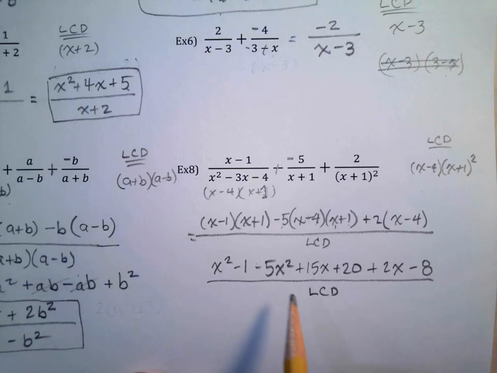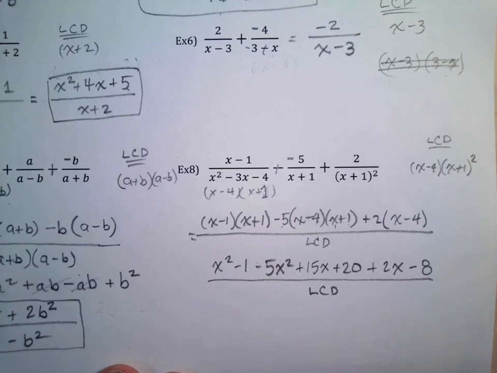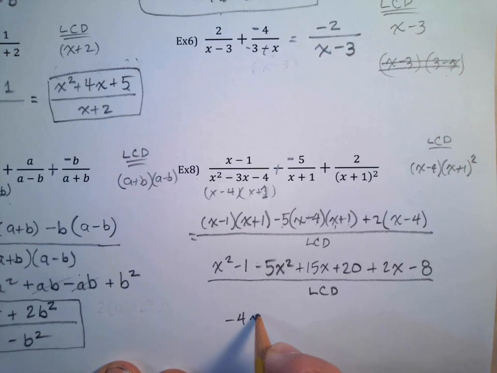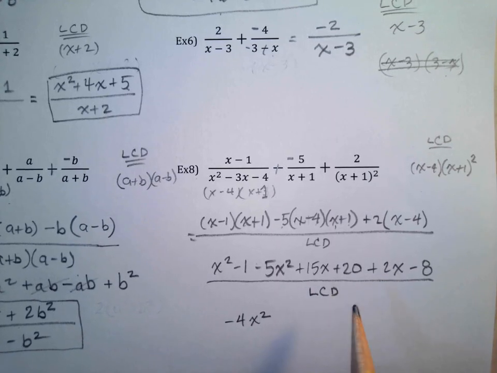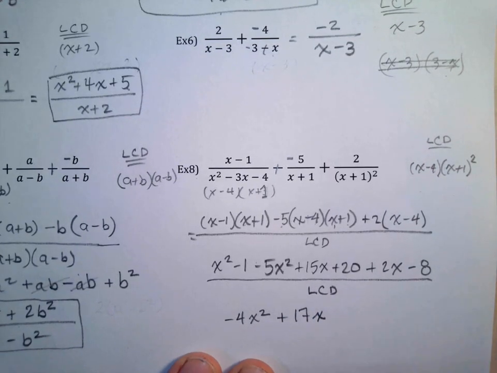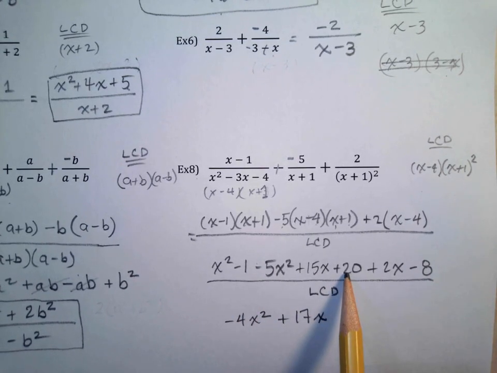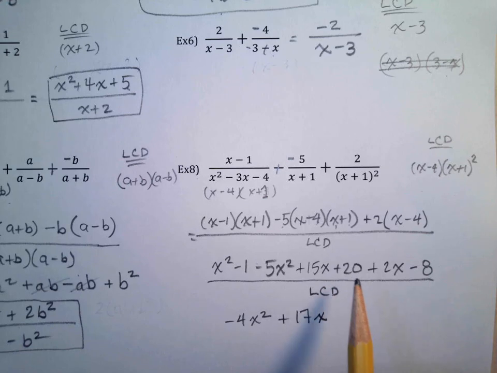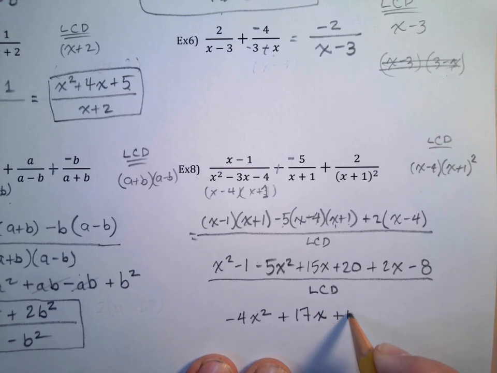All right, let's see. X squares. I have 2x squares, two of them that are x squares. That's negative 4x squared. Let's go to the x's. That looks like 17, so plus 17x. Constants, I have a 1 and a negative 1 and a negative 8 and a positive 20. That looks like positive 11.